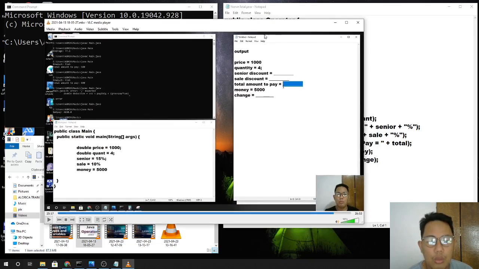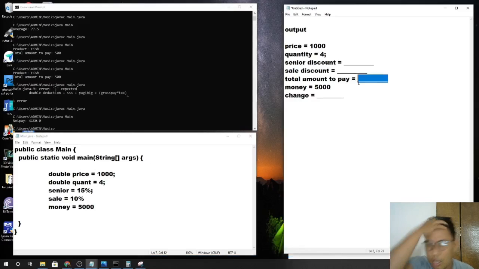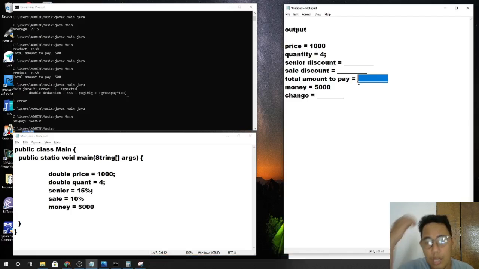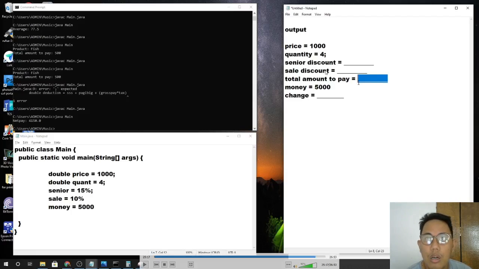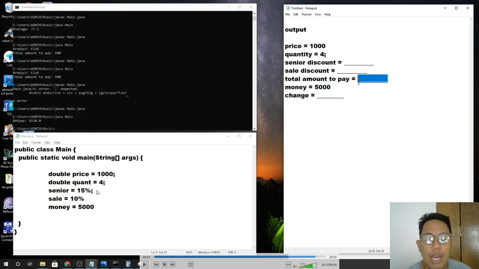So we are told that we need to create a syntax that is able to generate the price of a product. This is a point of sale, the one that's seen at a cashier, the machine or the program that is used in there. So let's say someone ordered a product. The price for this is 1,000. The customer bought 4 pieces, and since he or she is a senior, he will get a 15% discount.